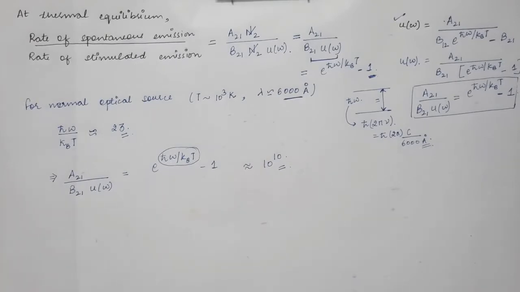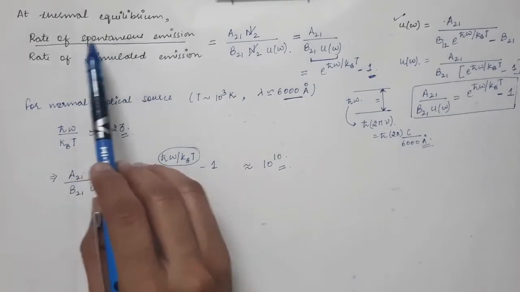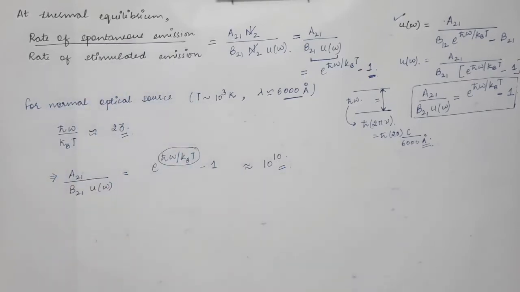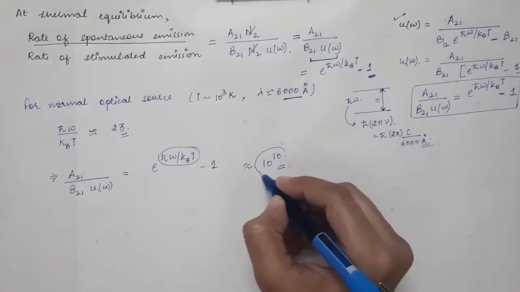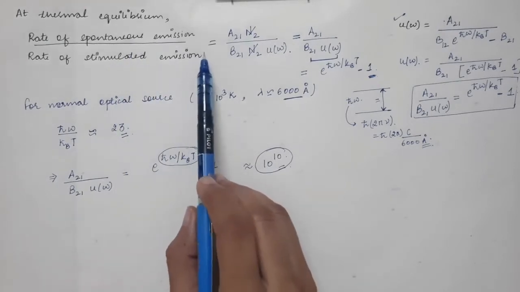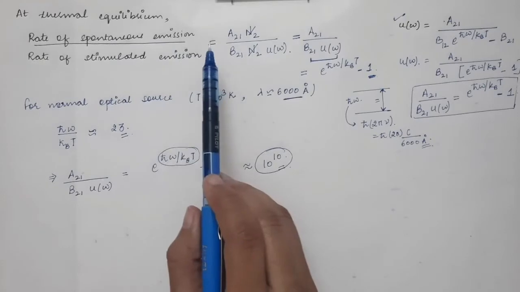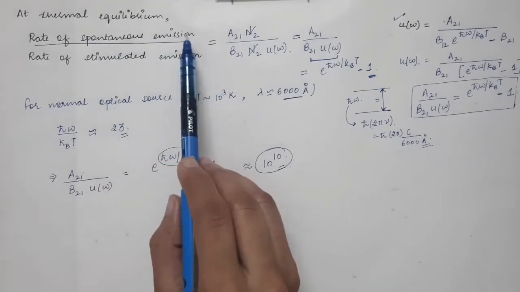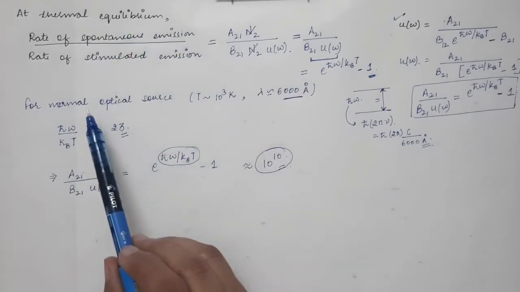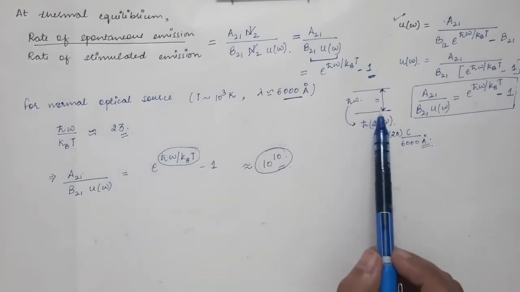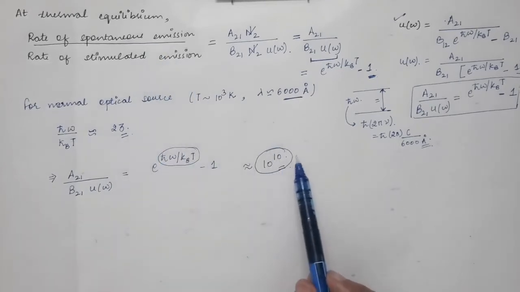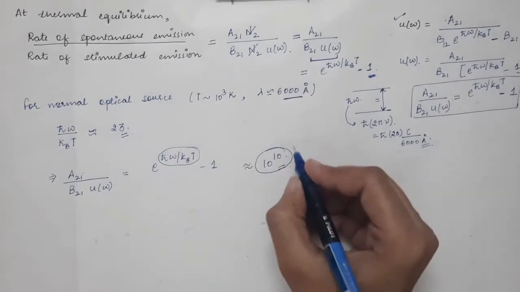So when you solve it, you will get the ratio of the rate of spontaneous emission to that of stimulated emission approximately equal to 10 power 10. So this is a very large value. In a laser, what do we want? We want more stimulated emission to occur. We want this denominator to dominate as compared to the numerator. So we want this whole ratio to be the least. But when we are using normal optical sources to pump this oscillator, this ratio is approximately 10 power 10, which is a very large value.